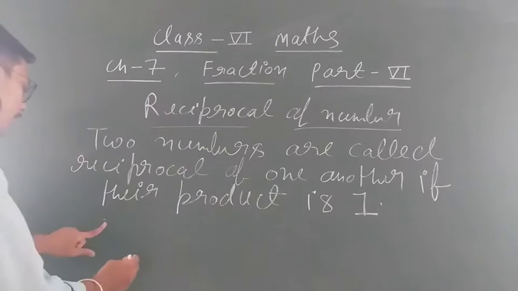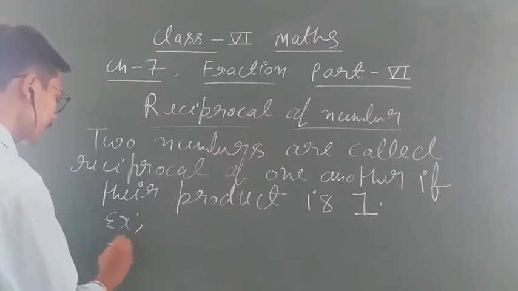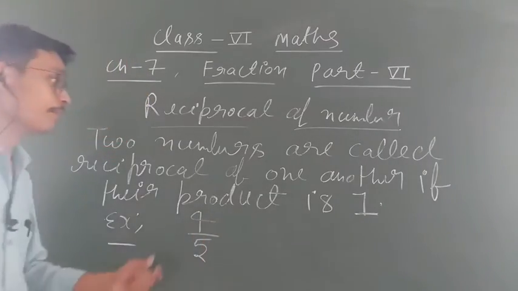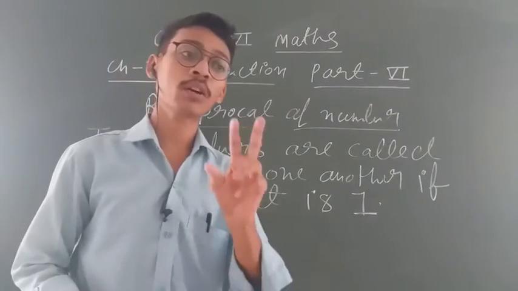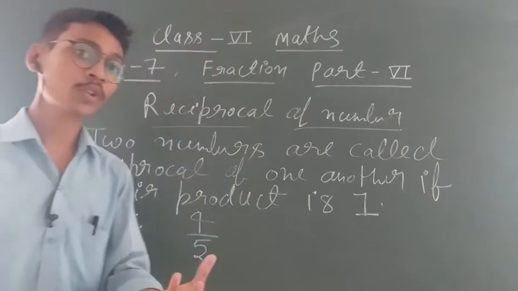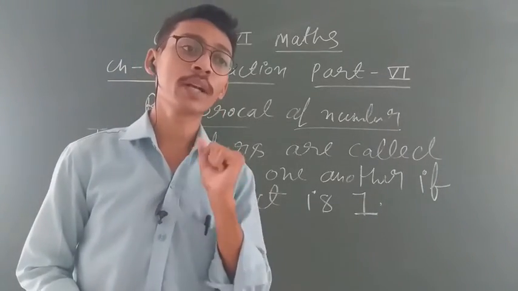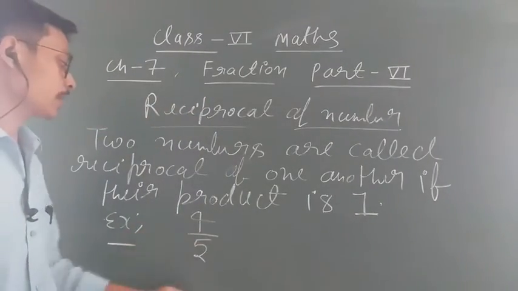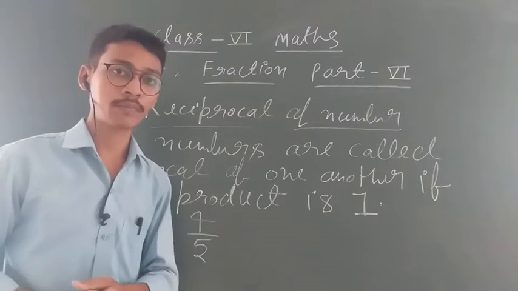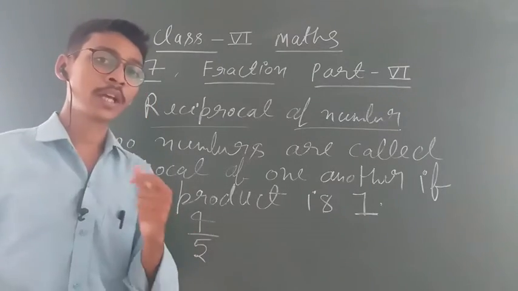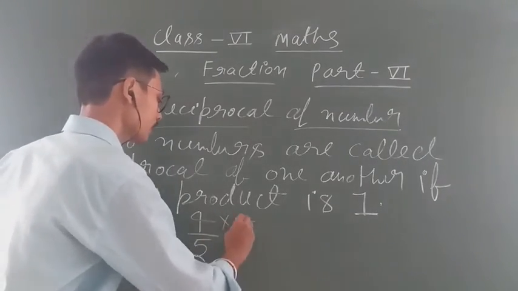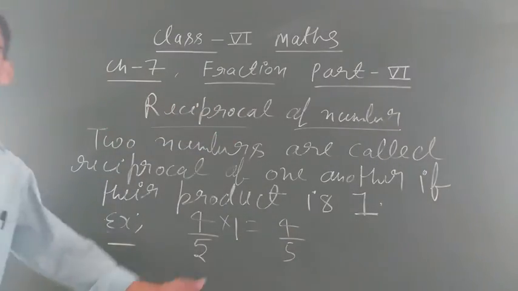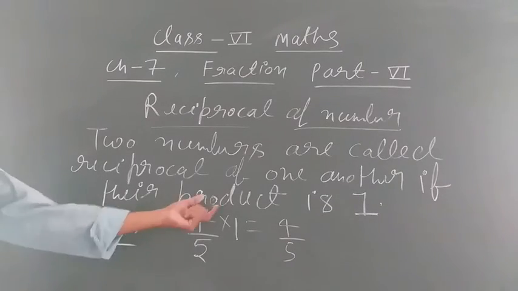Now you know that, student, if I take an example like 4 upon 5, the reciprocal means two numbers are reciprocal to each other if their product is 1. So student, try to think which number you will multiply with 4 upon 5 so that it will come 1. Some students will think of multiplying by 1, so it will come 4 upon 5. But this is not the appropriate answer because we have to find a product of 1.